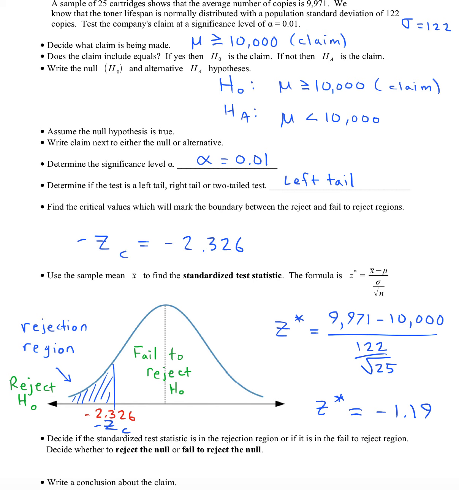The question now becomes, where does our sample mean fall on the curve? Is it in the rejection region or the fail to reject region? Well, the boundary, the cutoff, is negative 2.326. Ours is not quite that negative. So we're actually about here. And that puts us in the fail to reject region. So we are going to fail to reject H0.